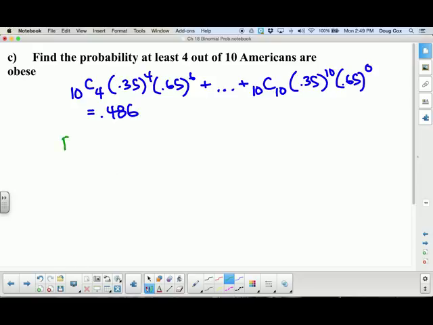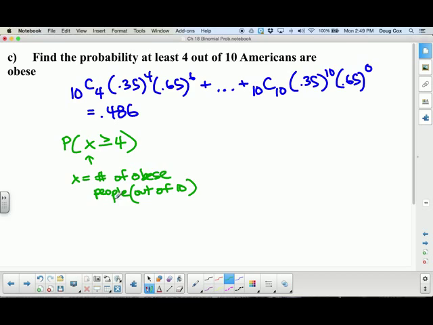So how would you do this mathematically instead of doing it this way, using binomial CDF? Well, you'd say it like this. What's the probability that x is greater than or equal to 4? And in this case here, x is the number of obese people. And this time it would be out of 10 altogether here. Well, here's the problem. If you do binomial CDF, it will not do 4 or higher. Binomial CDF always does 0 or higher. So if we were talking about 4 through 10, we couldn't actually use binomial CDF to do that.